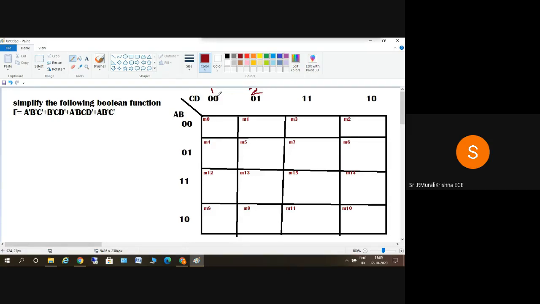Because if I add these two, M0 plus M1, we get C bar D bar plus C bar D. If I take C bar as common, then definitely I'll get a C bar here. So these two ought to be grouped. Don't mention any kind of groupings here, just mention the min terms which make A bar B bar C bar. So these min terms M0 plus M1. Okay, you can write here.